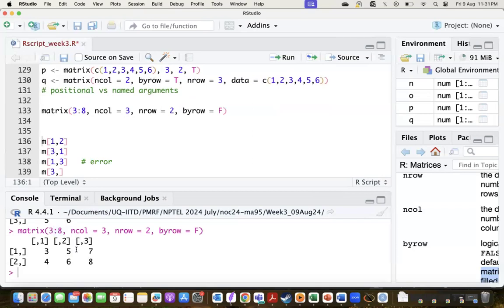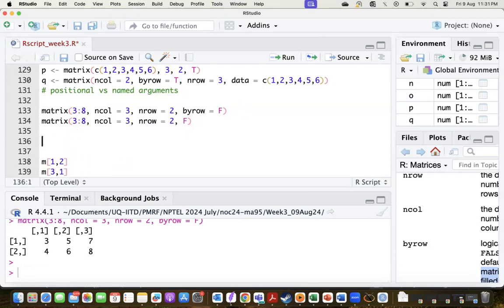So I don't have to write the names of all arguments. I did not write the name of my first argument, which is my data, because I know I'm always going to write my data first. But for the other two, I was not very sure if ncol and nrow is the order or nrow and ncol is the order, right? So I could have written it this way. I could have just written it this way as well, right?